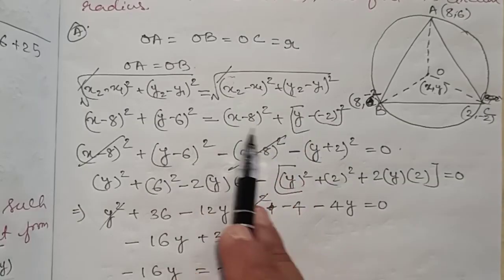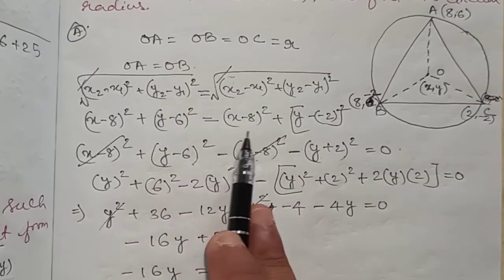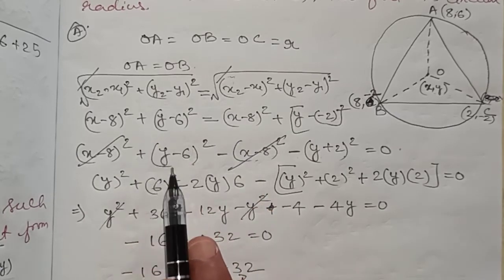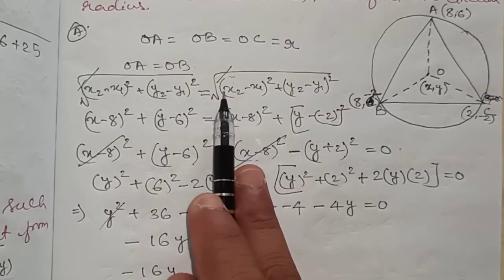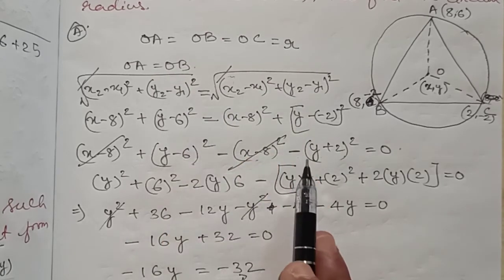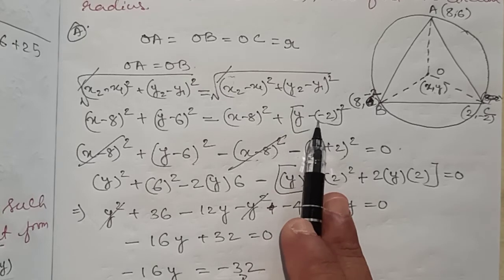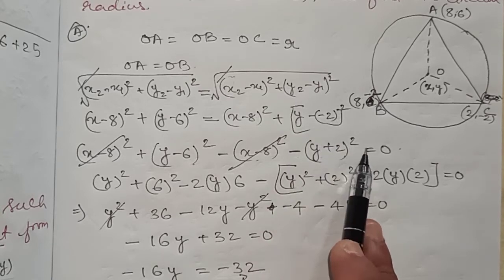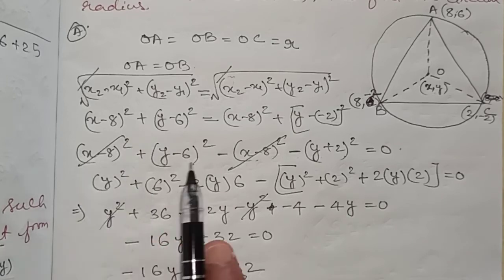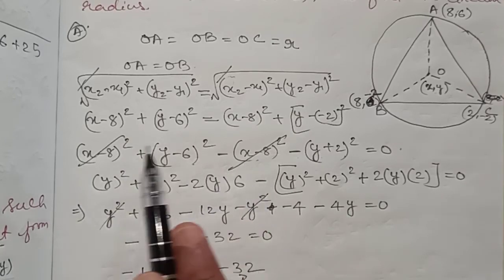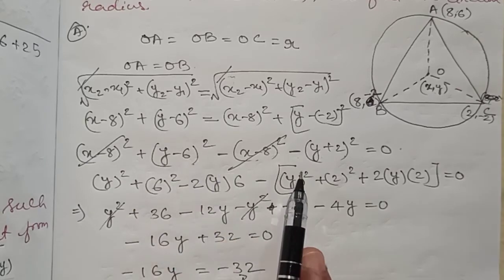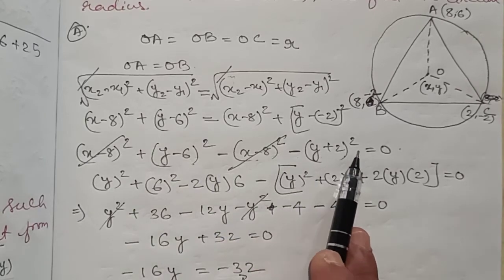We will bring both the terms to this side, because you can see these two terms are the same, they will be cancelled. This term when we bring towards the LHS becomes minus. Again this term when we bring this side becomes minus, so minus (y plus 2) whole square. (x minus 8) whole square and (x minus 8) whole square: here plus sign is given, here minus sign is given, so both the terms will be cancelled. Now (y minus 6) whole square minus (y plus 2) whole square is left.